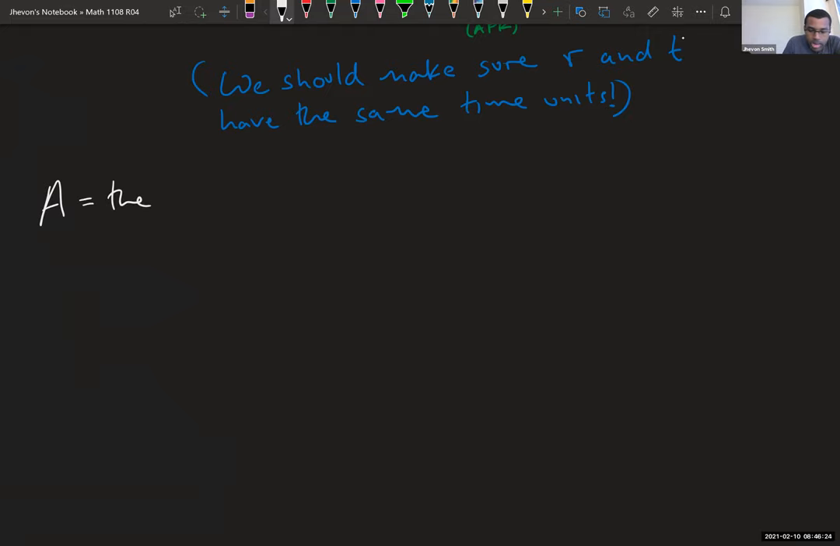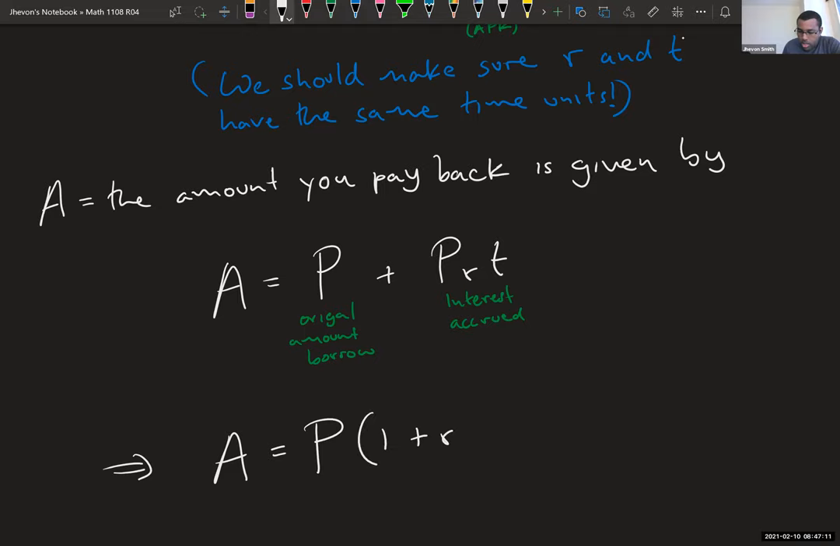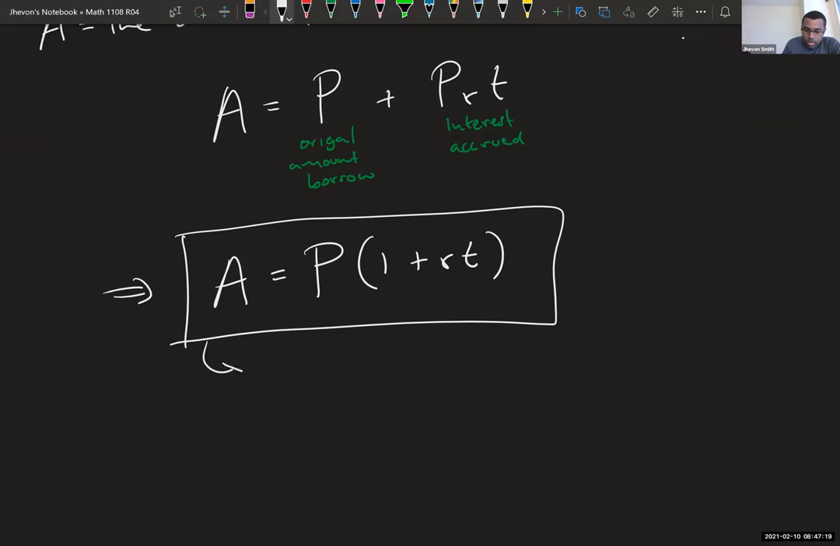A, the amount you pay back, is given by A equals, you're going to pay back the original amount you borrowed, plus you're going to pay back the interest that was gained, right? So this is the original amount borrowed, interest accrued, as they called it. So that leaves you with A equals P times 1 plus RT. And this is the simple interest formula, as it's called.